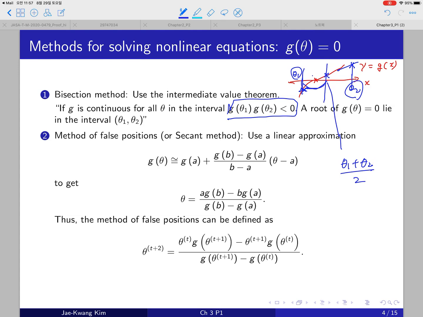And so you can keep doing this, right? Keep doing this and check whether the value is positive or negative. You can keep halving the length of the interval, and you end up getting a very small interval, and in the limit, the length of the interval will be 0, right? So that's the bisection method.